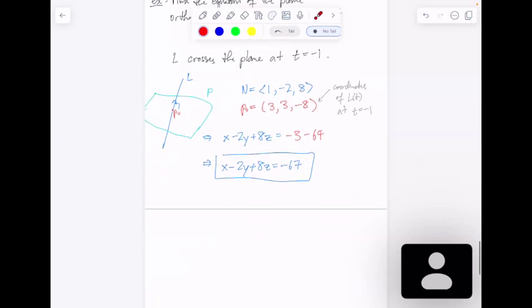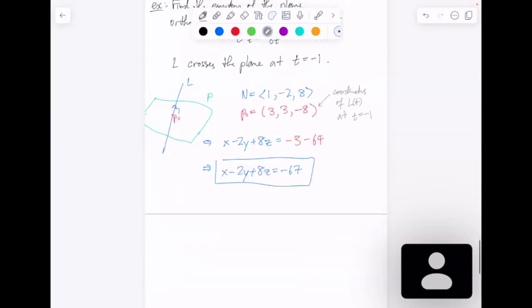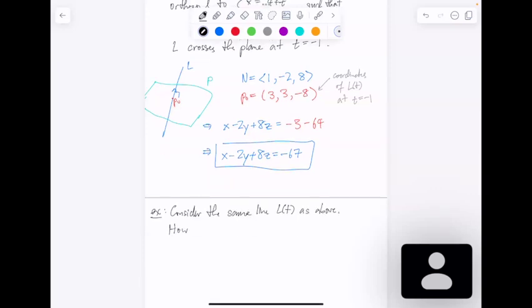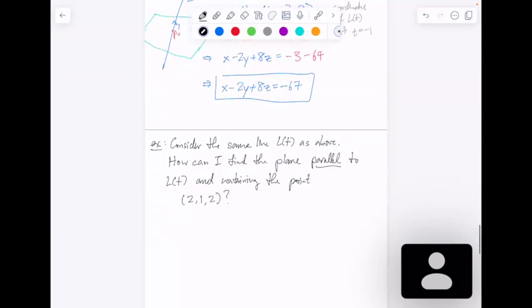Now, here's a question, and I'm going to leave this for something that we'll start with next time. Consider the same line as above, and now the question is, how can I find the plane parallel to this line and containing the point (2, 1, 2)? So here's a visual situation of this. I have a line here, L, the same as before. I have a point here, and I want to find a plane that is, well, it's a pretty horrible drawing. I don't know how to draw this, but hopefully you get the point. I want it such that it's parallel, so this line never intersects my plane.